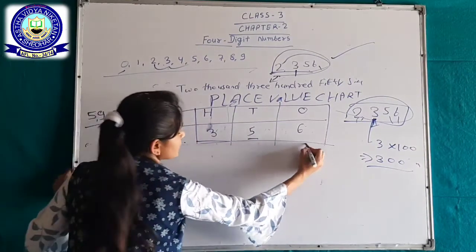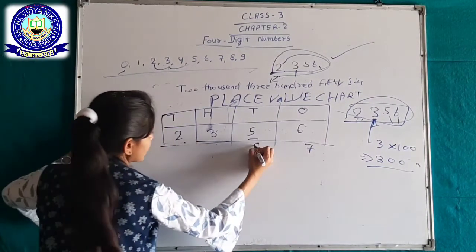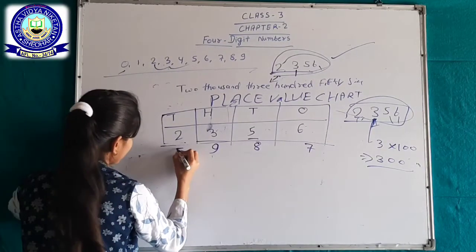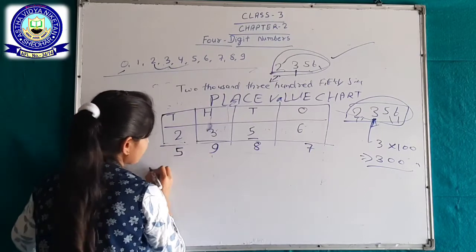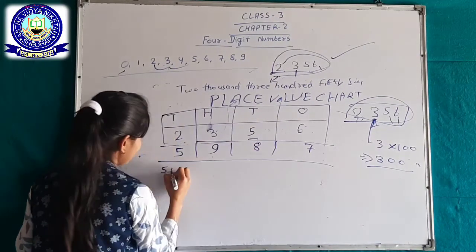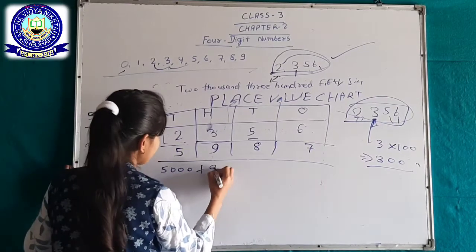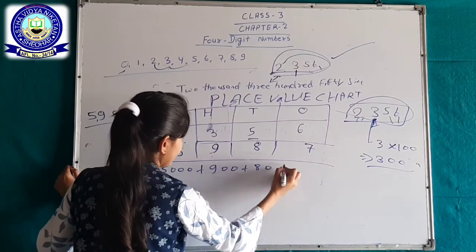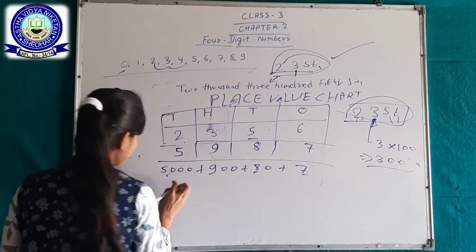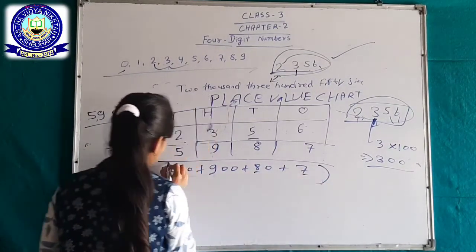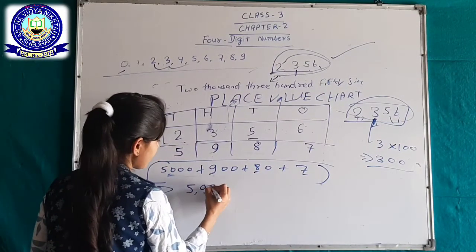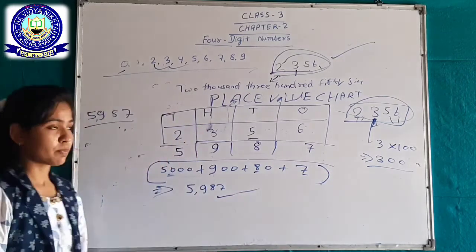This 7 is for ones, this 8 for tens, this 9 for hundreds, and this 5 for thousands. You can write it in this way, in expanded form: 5000 plus 900 plus 80 plus 7. That is 7 ones, 8 tens, 9 hundreds, 5 thousands. This is our expanded form, but when we write it this way, 5987, it is our short form.